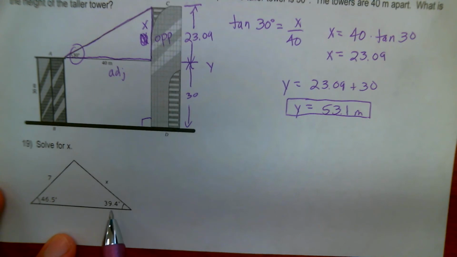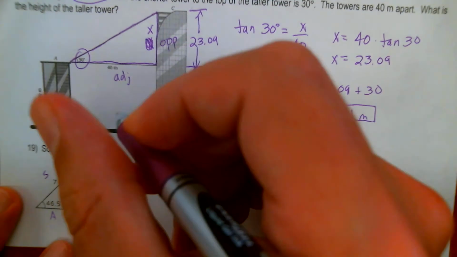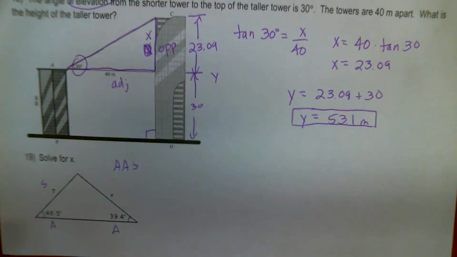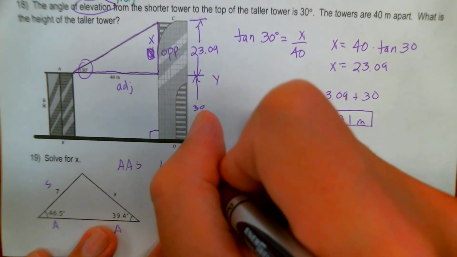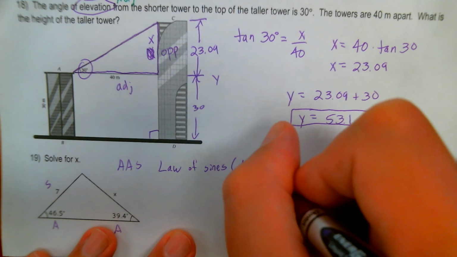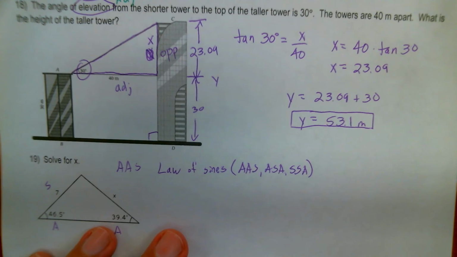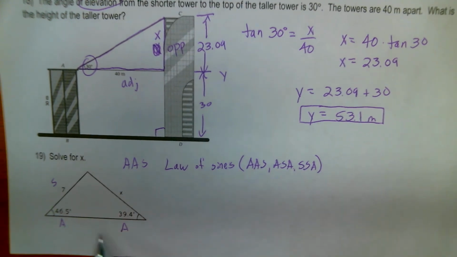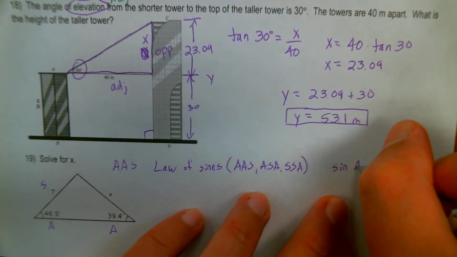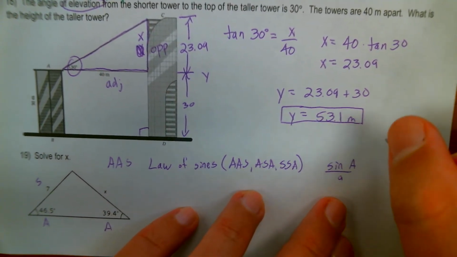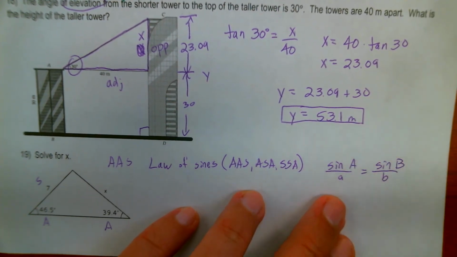All right, so what do I have here? I have an angle and a side. I have angle, side. I have AAS. So that tells me I'm going to use the law of sines. The law of sines is used for three things: AAS, ASA, and the bad word, SSA, spelled backwards. But I have AAS, so I can use it. And the law of sines tells us that the sine of one angle divided by the side across from it is equal to the sine of another angle divided by the side opposite it.